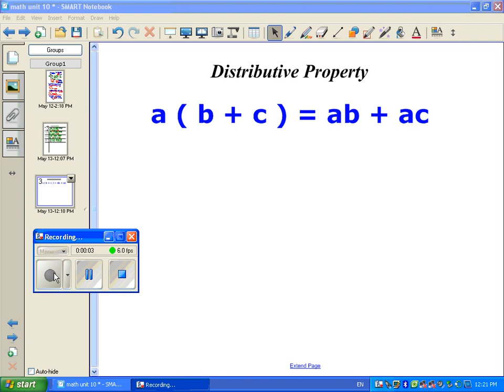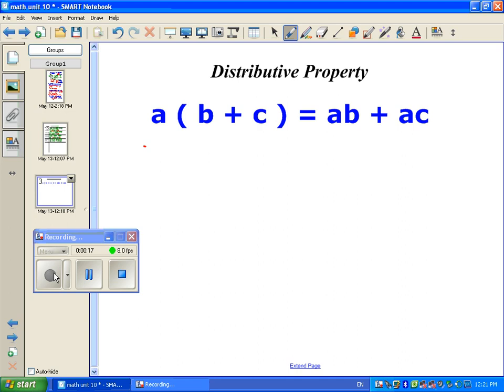Hey class, today we are going to talk about the distributive property when it comes to numbers. We have been introduced to this prior to today. Basically, the formula that you're seeing here, A(B + C) = AB + AC.